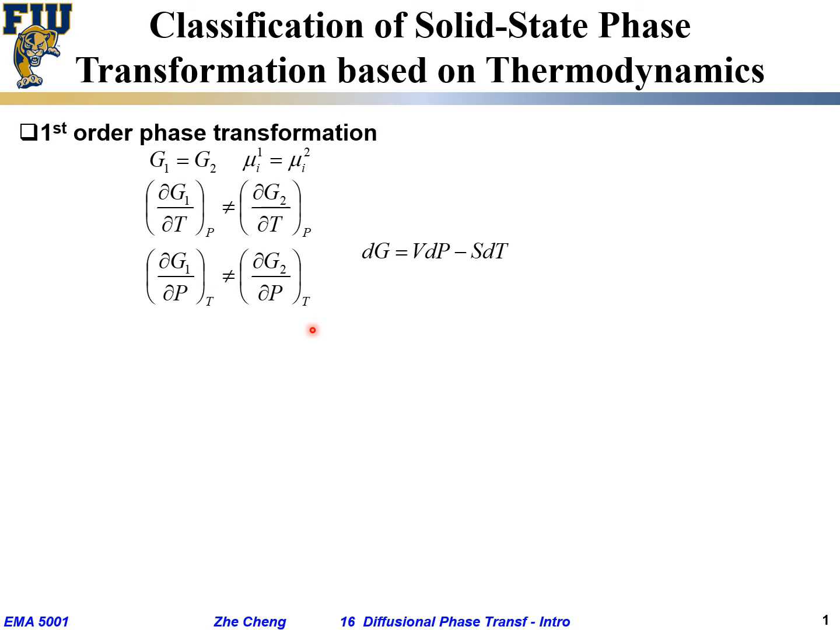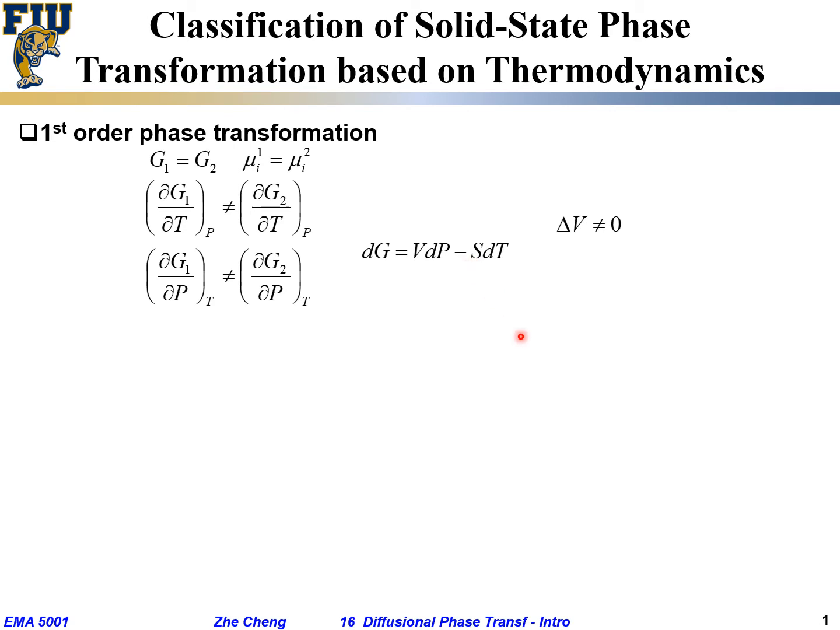If you recall, for the total differential for the Gibbs free energy, dG would be VdP minus SdT. V is volume, P is pressure, S is entropy, T is temperature. The total differential dG we can write based on thermodynamics this way. And from here, you can know the partial differential of Gibbs free energy with respect to temperature would be the entropy.